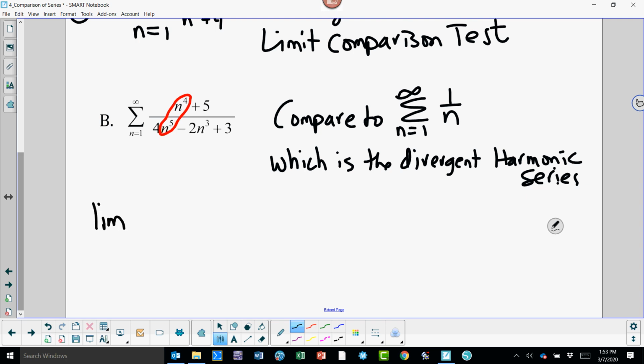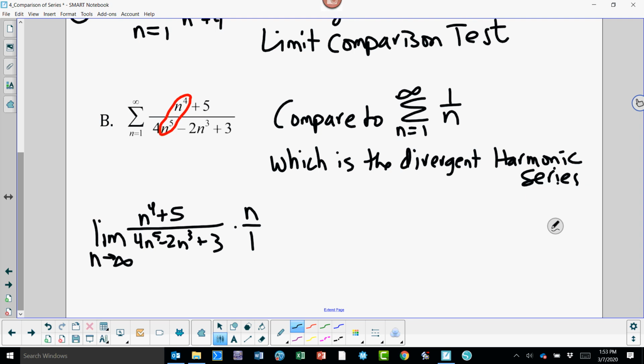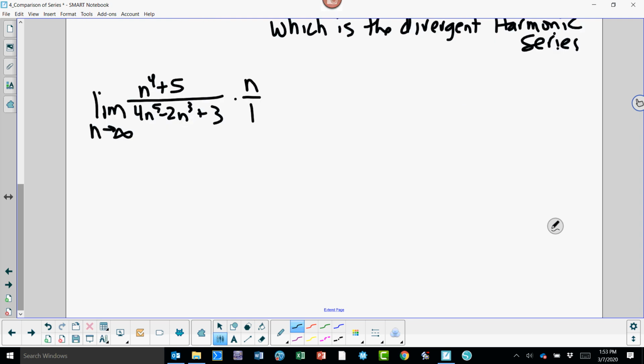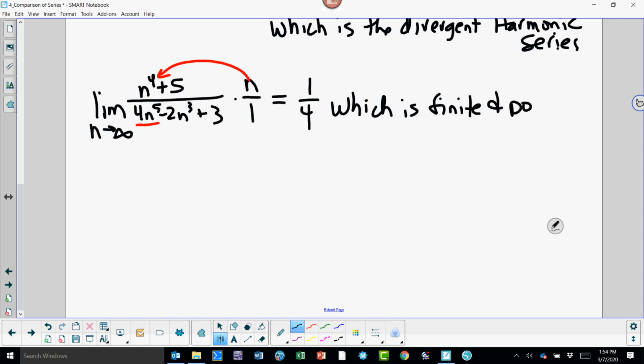So now I'm going to do my limit as n goes to infinity with my original nth term divided by 1 over n, which means times n over 1. Okay, because I just want to go ahead and flip, invert, and multiply. Well, again, I don't need to multiply it out to realize I've got n to the 5th on top and 4 n to the 5th on bottom. So when I simplify my limit, because again with rational functions we just go to infinity, we're going to get a 4th, which is finite and positive.